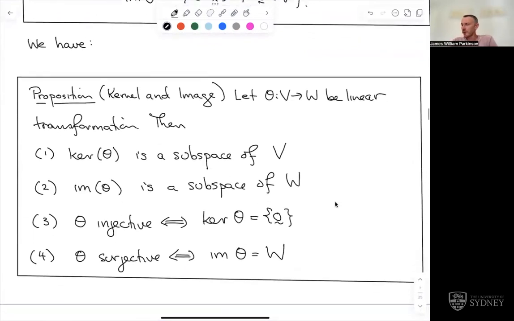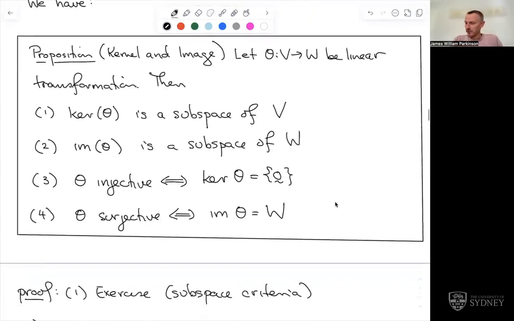But we have some important properties of kernel and image. I already said the first two, actually. I said that the kernel was a subspace of V, but we should prove that. The image is a subspace of W. Again, we should prove that. Theta is injective if and only if the kernel is trivial. That's a very important characterization of injectivity. And theta is surjective if and only if the image of theta equals W. Part 4 is really just the definition of surjective, but part 3 we'll have to prove. Okay, so let's get on with it.